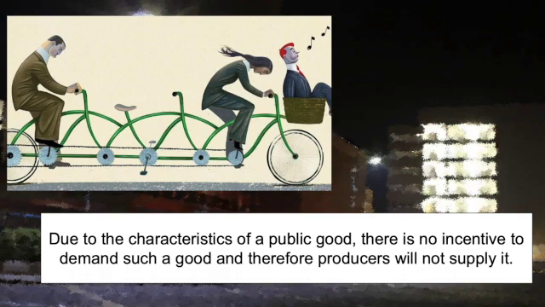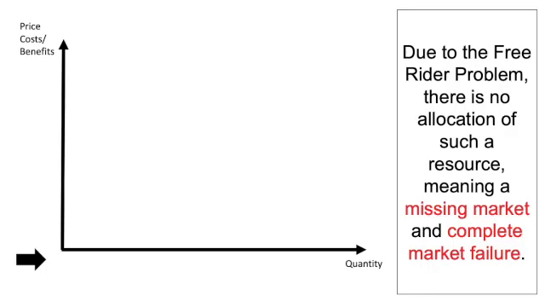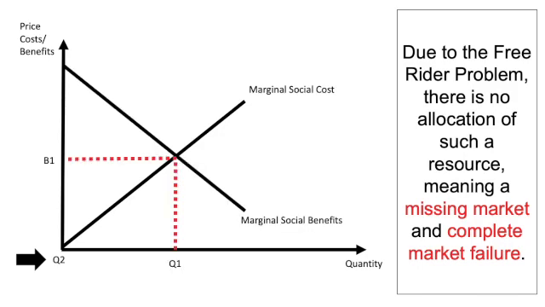And if there is no incentive from the customer, then there is going to be no demand and therefore no reason for the private sector to produce it. So that means that it's going to be a missing market and complete market failure. If we consider the marginal social cost and the marginal social benefits, Q1 is the socially efficient allocation of such a resource. But as you can see, at Q2, it is at 0 because there is absolutely zero allocation of this resource.